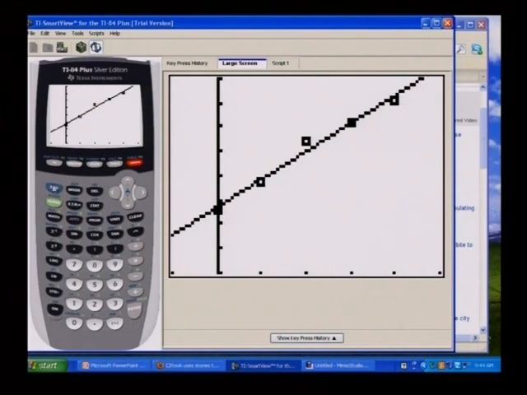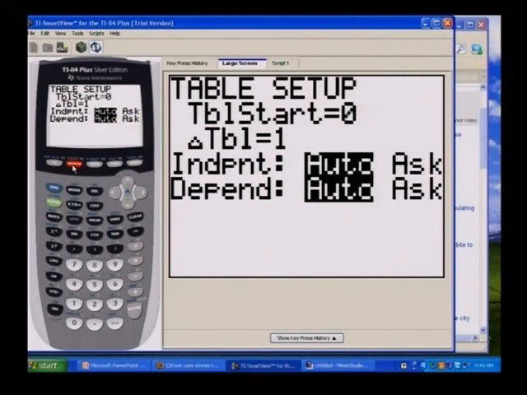All right, so we're going to go first to our table set, which is right above window. This tells me where I want to start looking. Do I want to start looking at 0? Well, I got to get to 6. 0's okay. If I were trying to get to 200, I don't think I want to start looking at 0, so I would change that number. This one tells you by how much you want to go up by. The delta table, I want to go up by 1, so that's suitable. I'm going to leave it right there.